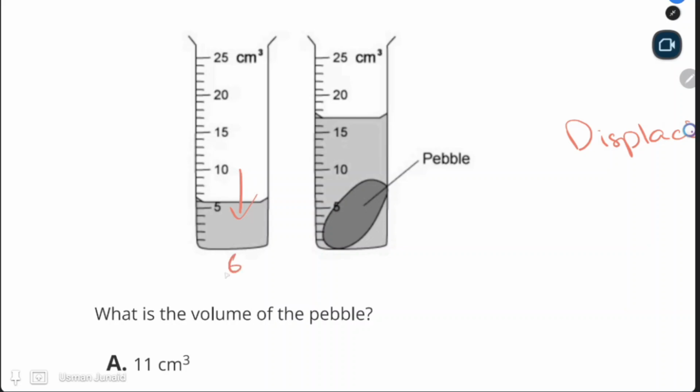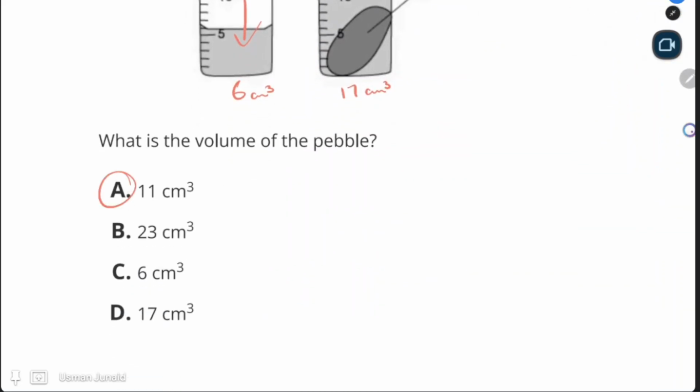Okay, so this is 6, and how much is this? So 15, 16, 17, right? Go on. So 11. Yes. So the value is 11.